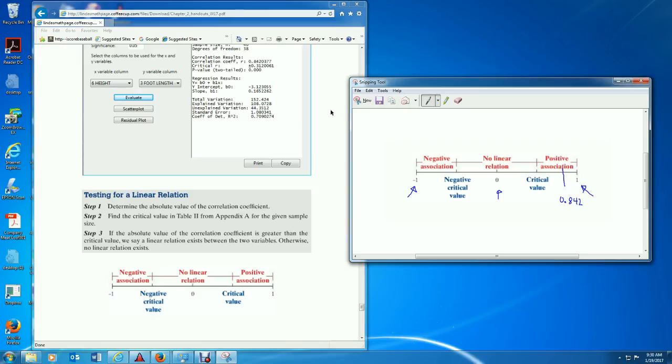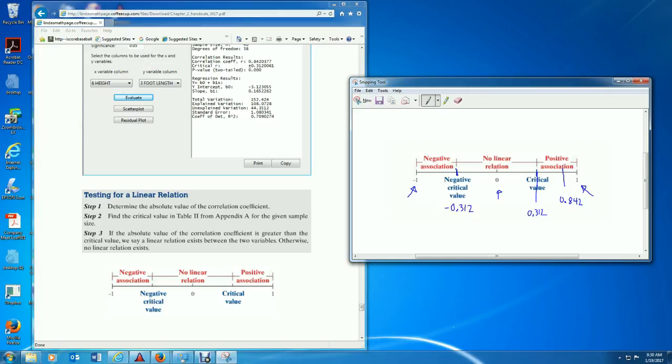Okay? Specifically, we can label our critical values. Our critical R is plus or minus 0.312. So that is right here. Okay? 0.312. And then I'm also going to go ahead and label it on the negative side. Negative 0.312.